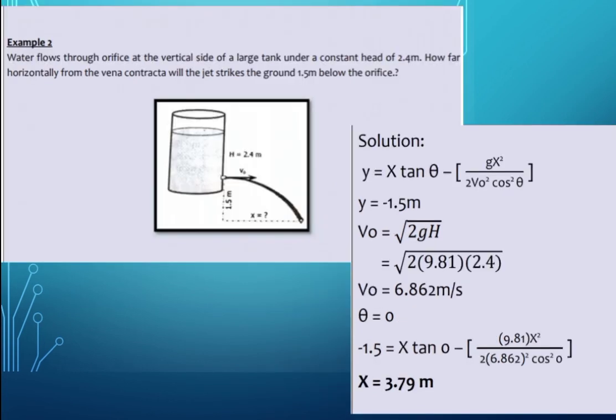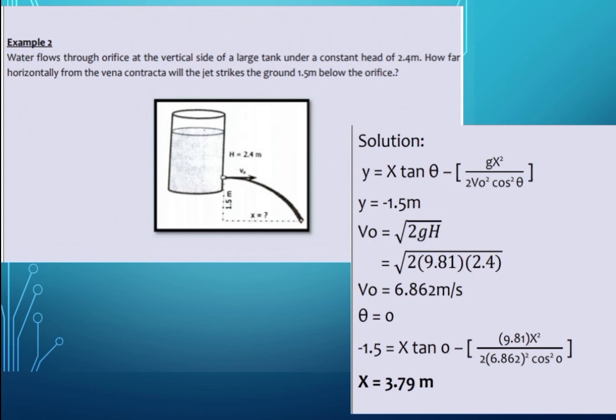Now, example number 2. Water flows through an orifice at the vertical side of a large tank under the constant head of 2.4 meters. How far horizontally from the vena contracta will the jet strike the ground 1.5 meters below the orifice? We can see the given in the picture. We have the height of 2.4 meters and the y of 1.5 meters. We have to find the x. Now let's proceed to the solution.